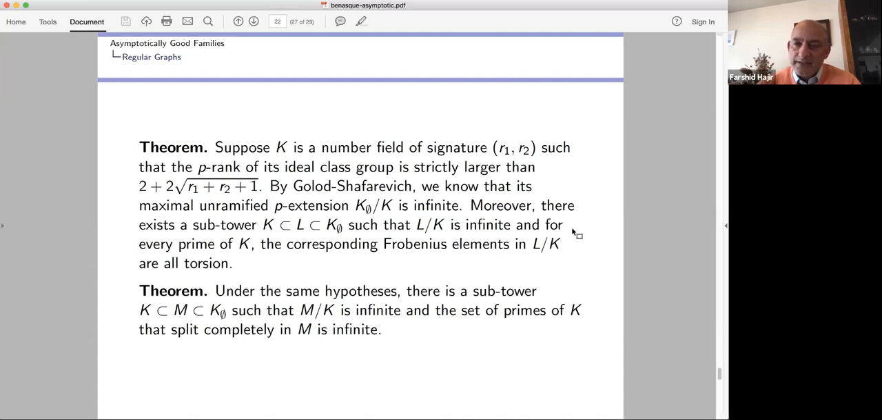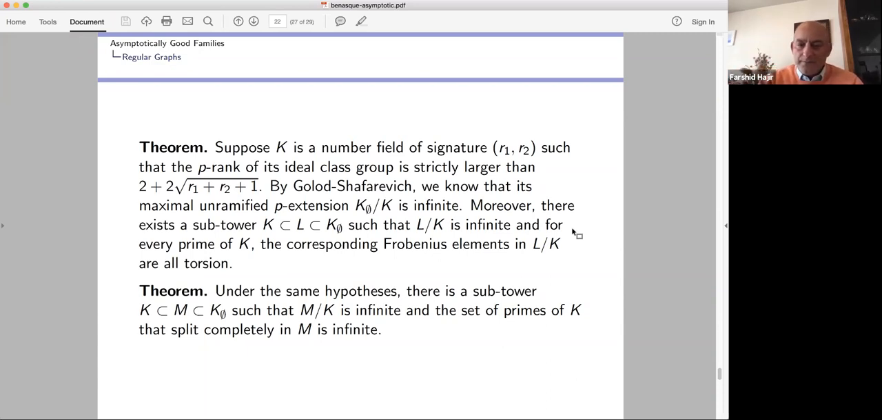And now the second theorem, which answers Yahara's question, is that, again, as long as the P rank of the class group is a little bit bigger than the Golod-Shafrevich bound, then there's a subtower which has infinitely many primes splitting completely.